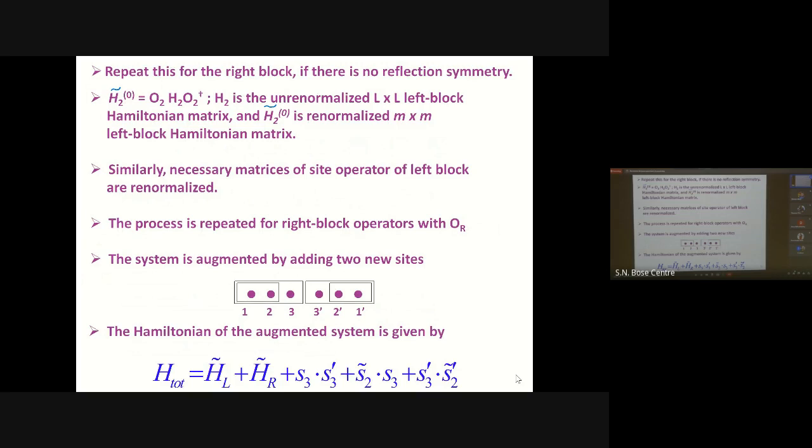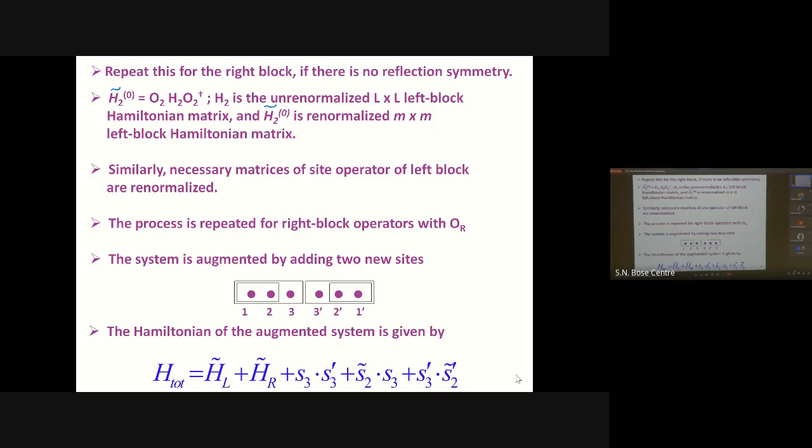After you do that, you renormalize the spin matrices as well. Once you renormalize the spin matrices and do it on the right block also, you add two sites in the middle. Then you can write the total Hamiltonian approximately as the renormalized left part, the renormalized right part, and the new spins S3 and S3 prime, which are interacting. The renormalized spin S2 on the left part is interacting with S3, and the renormalized S2 prime is interacting with S3 prime. These are the interactions that involve the renormalized operators.